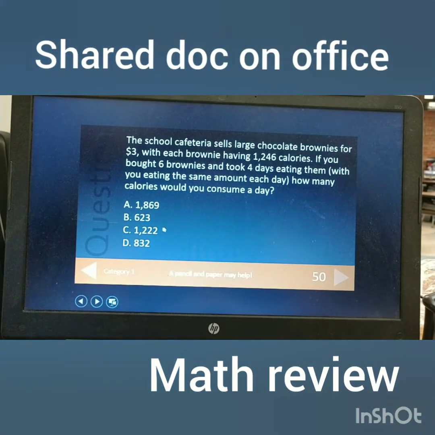The school cafeteria sells large chocolate brownies for $3 each, with each brownie having 1,246 calories. If you bought 6 brownies and took 4 days eating them, with you eating the same amount each day, how many calories would you consume a day? If you only ate brownies, they're asking.